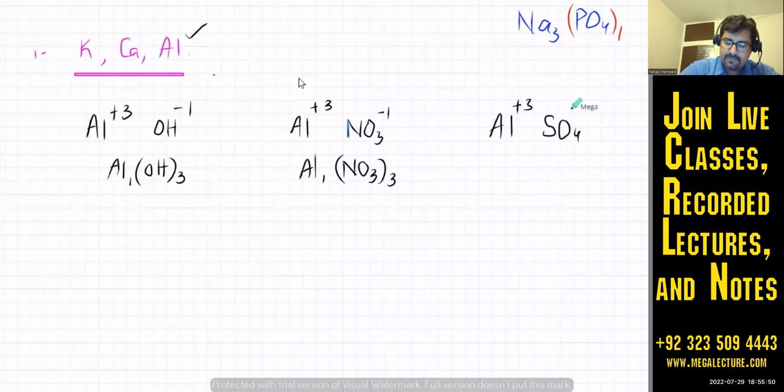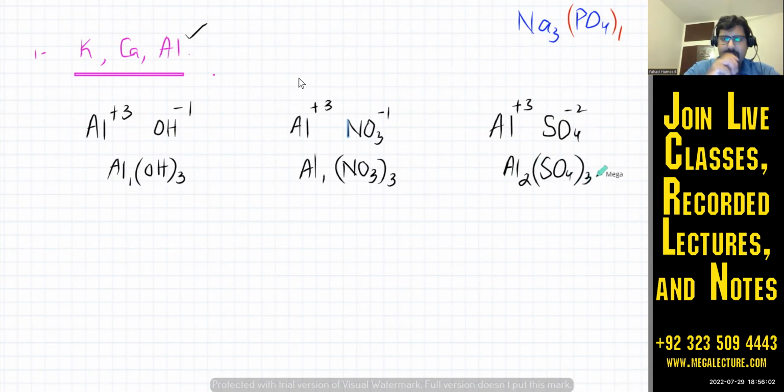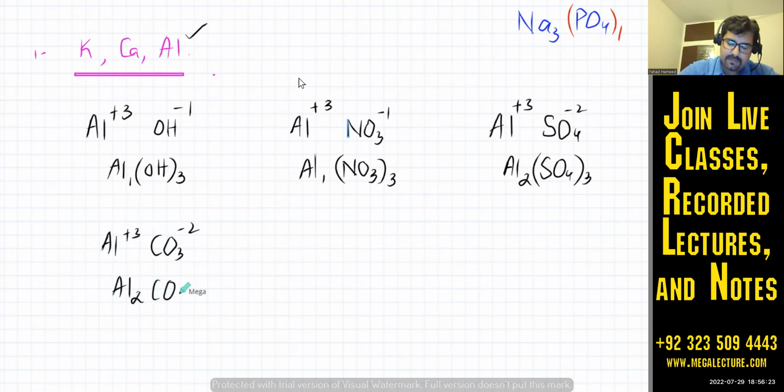SO4 is -2. Do crisscross and it's going to become Al2 and SO4 will be, so there will be thrice. Aluminium carbonate, that's aluminium +3. Carbonate in the table is CO3 with a charge of -2. So all you have to do is crisscross. Al will be 2 and carbonate will be 3.